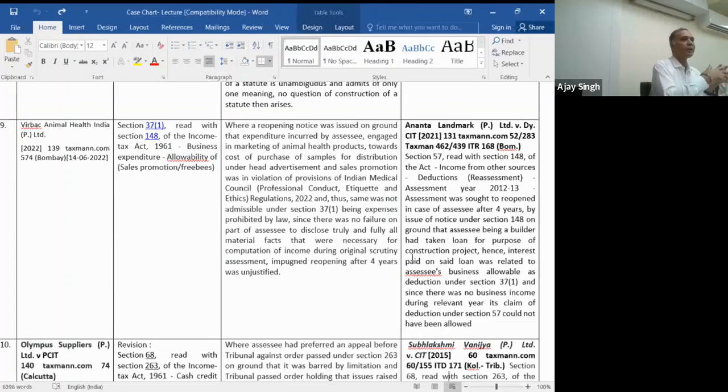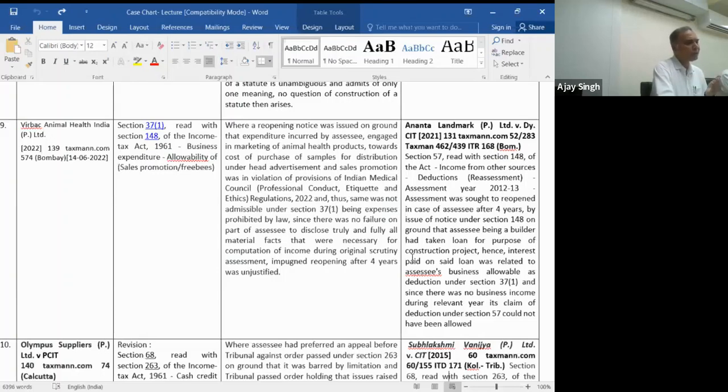Some charts on the workings of these freebies were explained, so this is not a case where the details have not been given. The disallowance was made merely because some circulars were subsequently issued by the medical council saying this is prohibited as per the medical council rules. On that basis this reopening is not justified, because this was already on the record, and the assessing officer was well aware of this advertisement and sales promotion of around 2 crores incurred by the SSC.